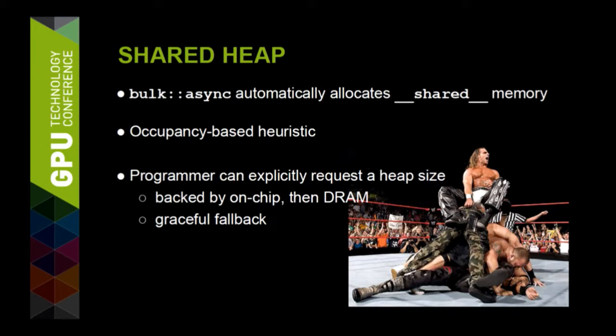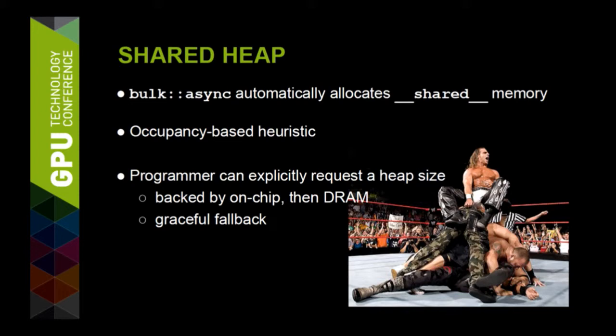We've actually got a heap running in each one of these concurrent groups that's serving segments out of shared memory. That bulk async call is automatically setting up that heap for us based on, again, another one of these occupancy-based heuristics. It decides how much CUDA shared memory it needs to allocate at the kernel launch site to back this heap. We don't even have to specify that if we don't want to. Or if we do, we can explicitly request a heap size.